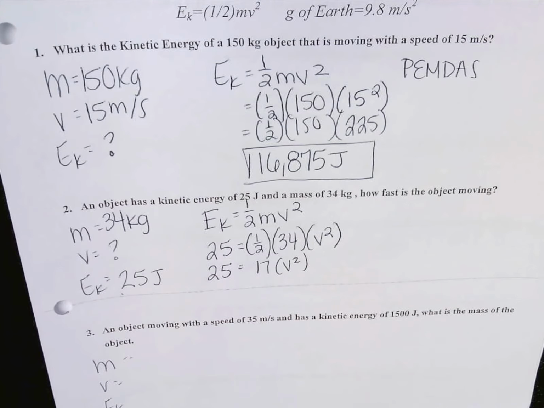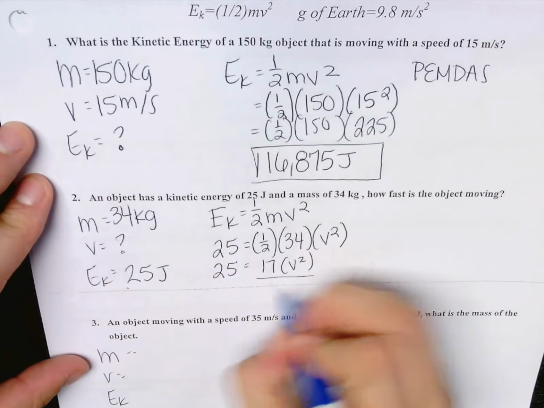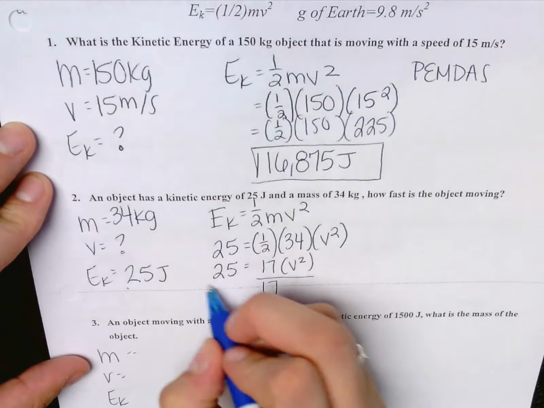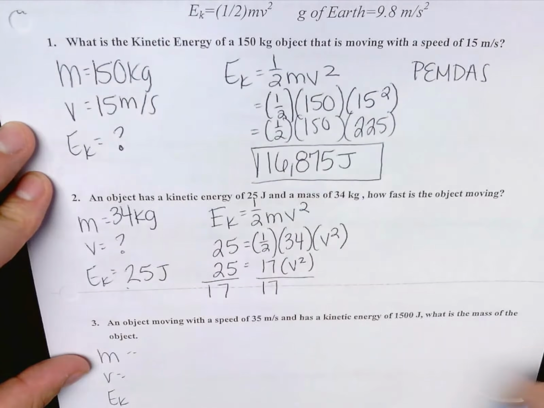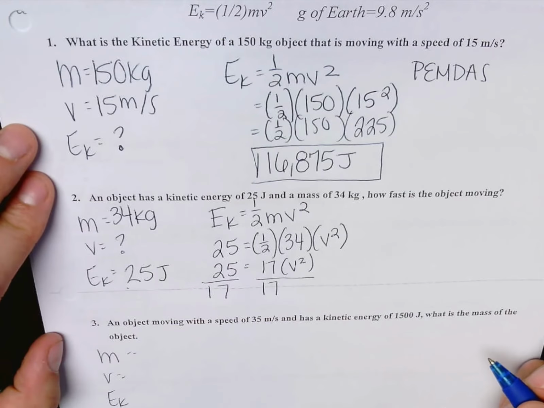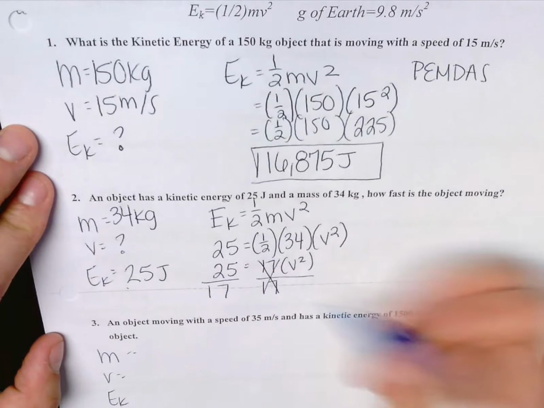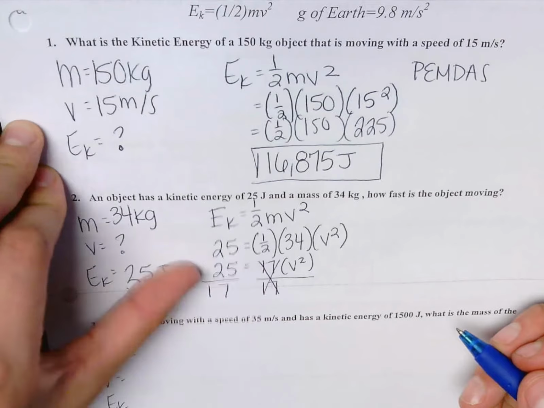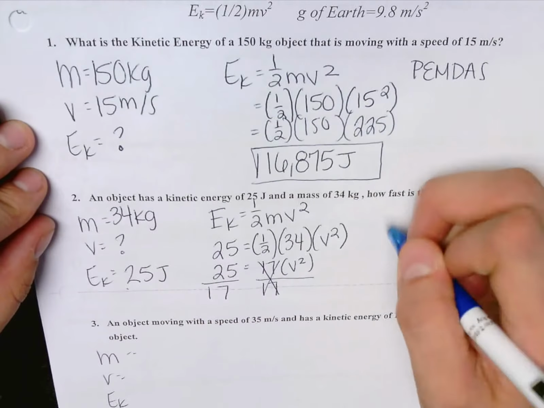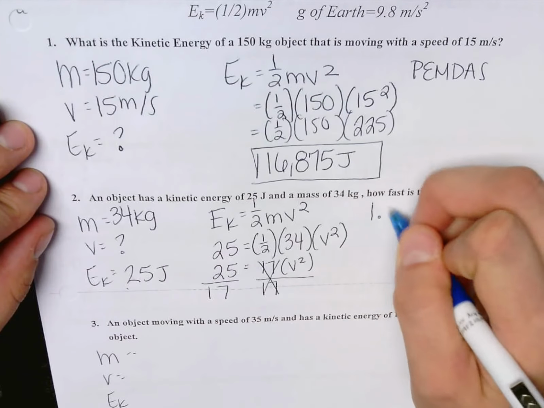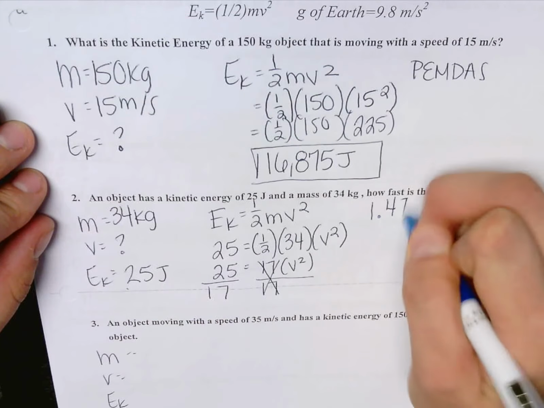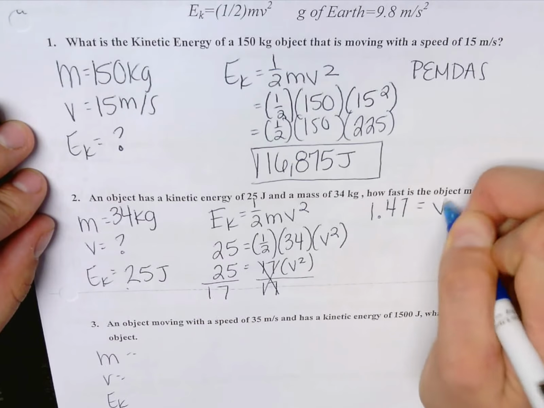Where do I go from here? Divide, because we're multiplying, right? 17 times v squared, okay? We always do the opposite. So divide this side by 17. Divide this side by 17. This is going to cancel out, right? So we'll be left with whatever 25 divided by 17 is, which is, yeah, Bree, 1.47 is what I would round that to, is equal to velocity squared.